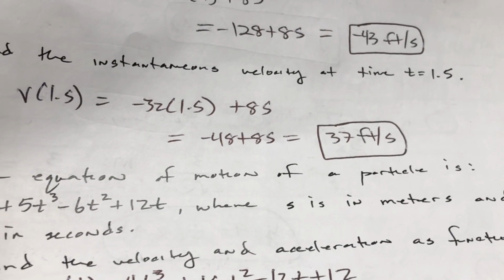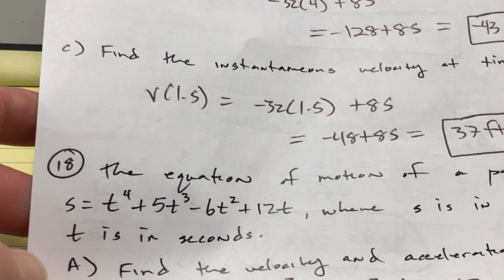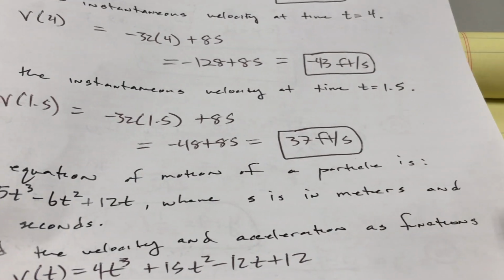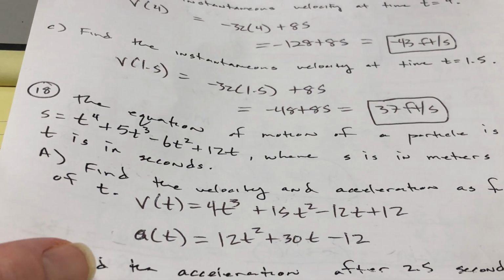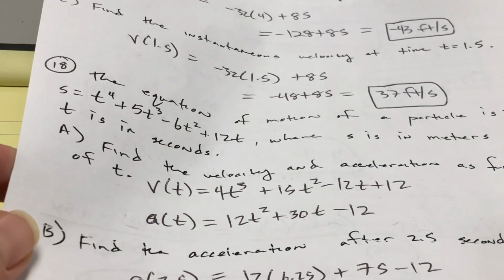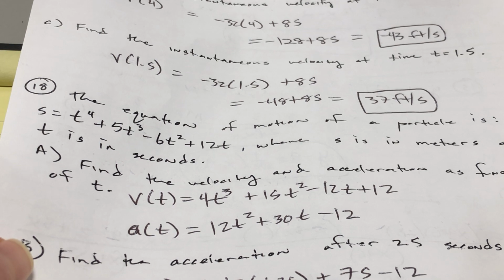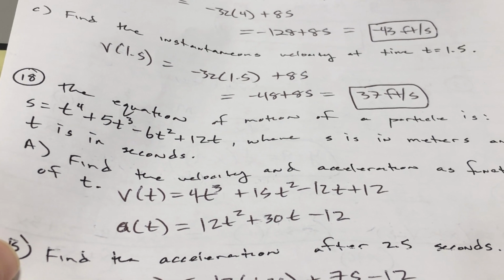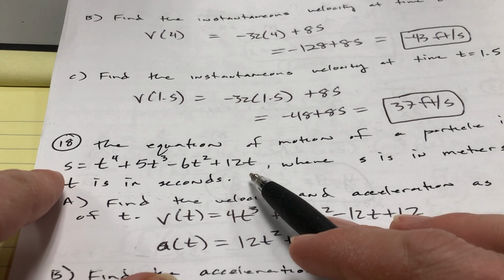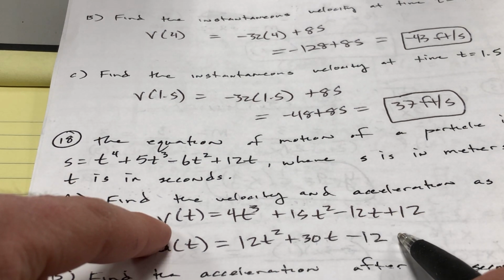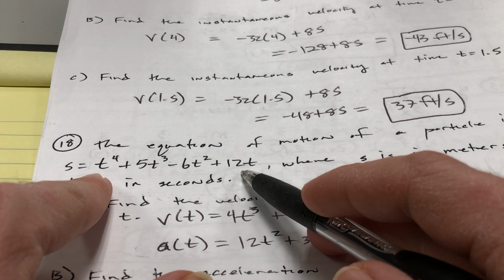The equation of motion of a particle is given, where s is in meters and t is in seconds. Find the velocity and acceleration as functions of t. That is displacement. The first derivative of displacement is velocity. Just use the general power rule there.